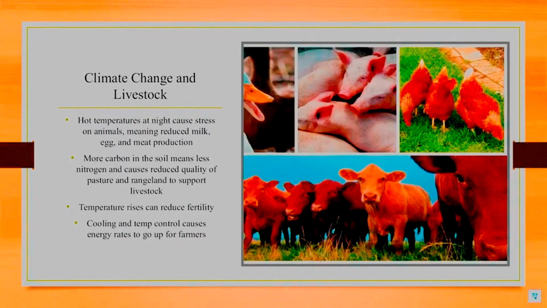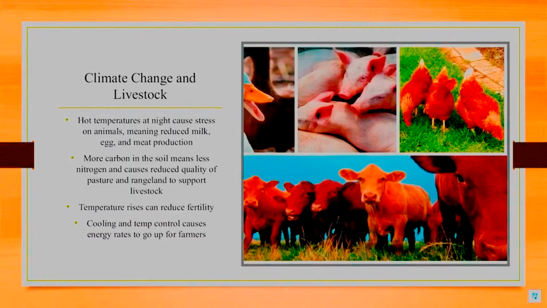Climate change and its effects on our livestock. Hot temperatures at night can cause stress on animals, meaning milk, egg, and fertility production will all go down. Without more fertility in eggs, there will be fewer babies born, meaning our meat production will also go down.